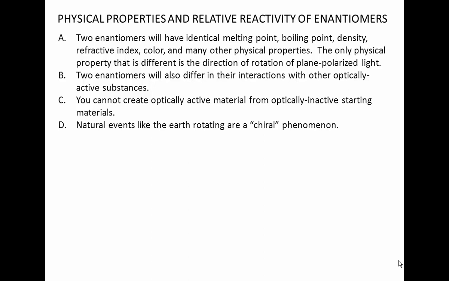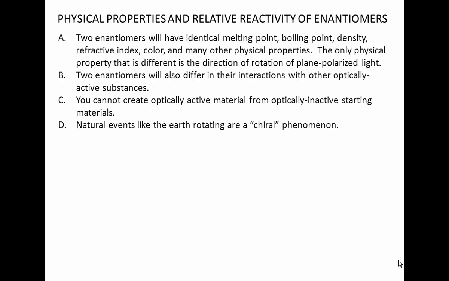They're going to be the same color. They're obviously going to have the same molecular weight. They're just really not going to be very different in their physical properties. The only physical property where they're really different is how they affect plane polarized light. So we've already discussed that with the Pasteur experiment.